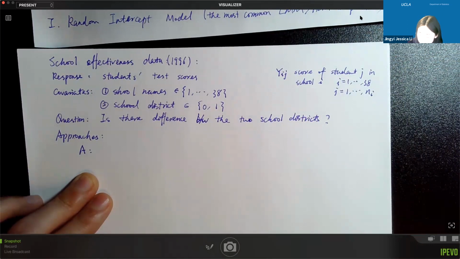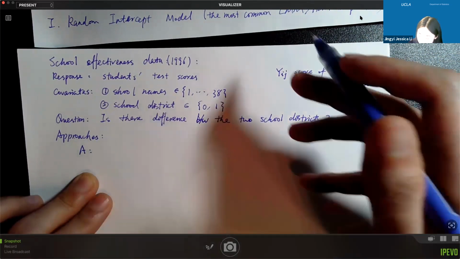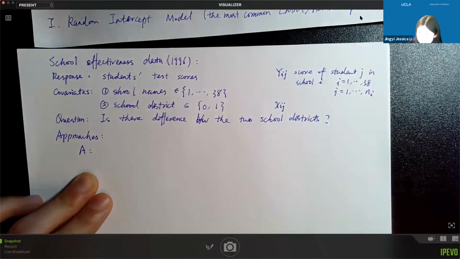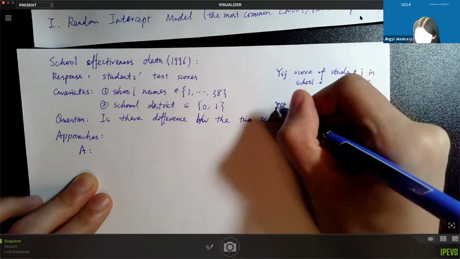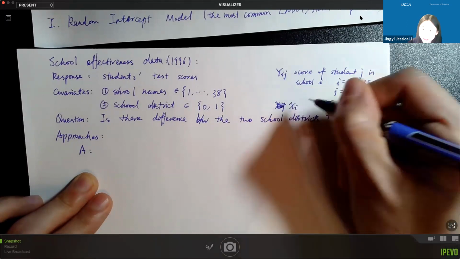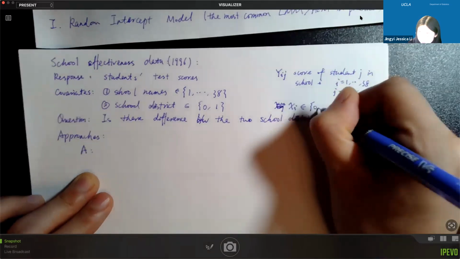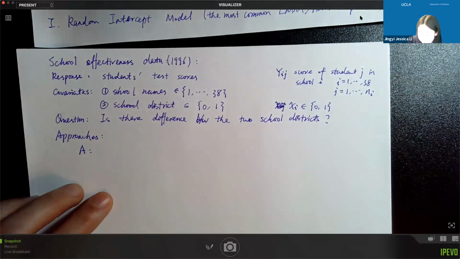And what's associated with it, the school district, we call it Xi. It's just Xi. For school i, we have this covariate Xi, which is binary, indicating which school district the student is in. So you see, we have a pretty clear scenario.